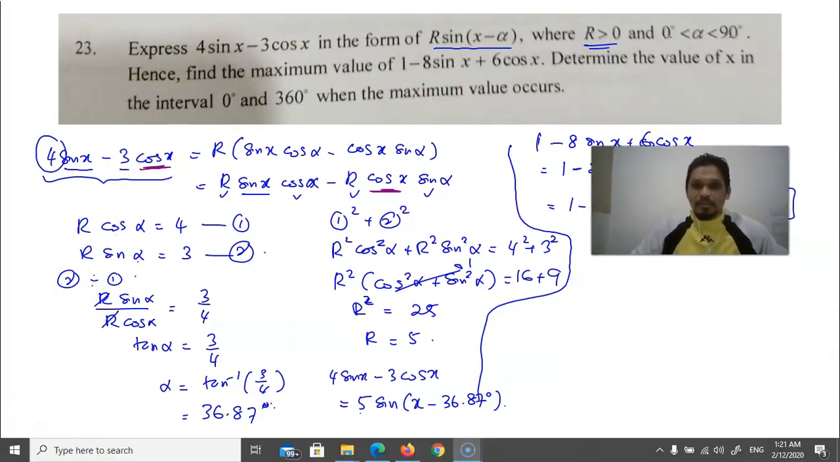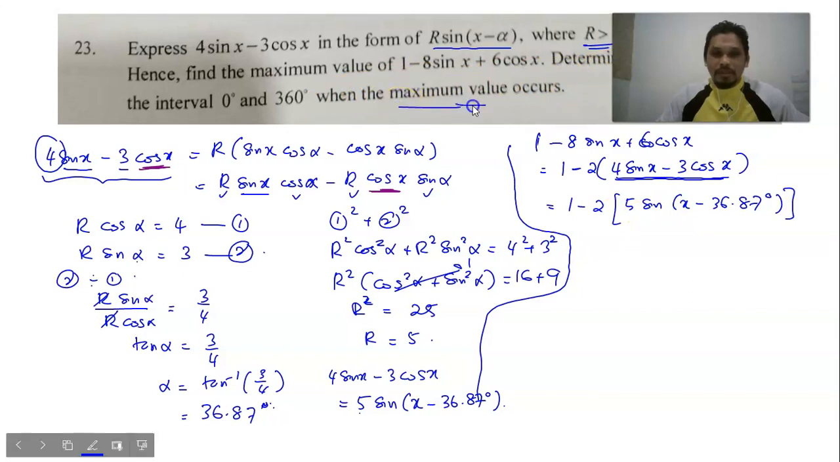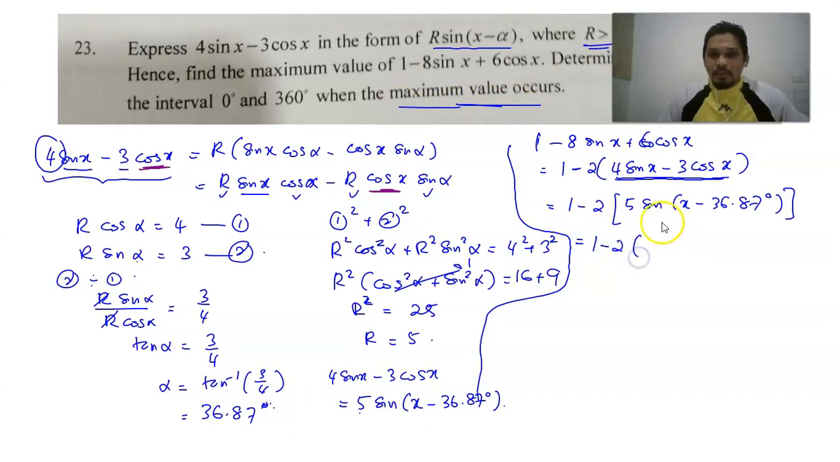So bring up this above here for a while. Determine the value of x when the maximum value occurs. Maximum, so 1 minus 2 if I substitute this with negative 1. It means that it is 5 multiplied with negative 1 here. 1 minus 2 times negative 5, negative negative positive, 1 plus 2 times 5 equal to 10. So 1 plus 10 equal to 11.